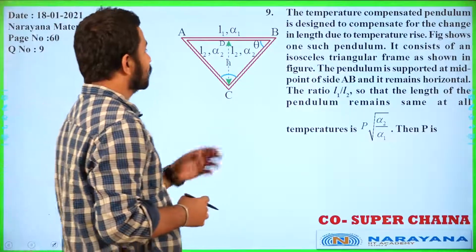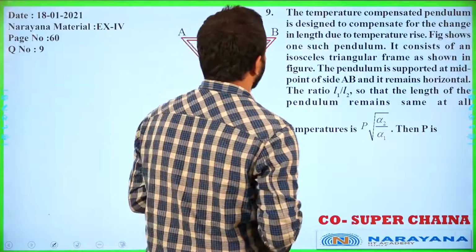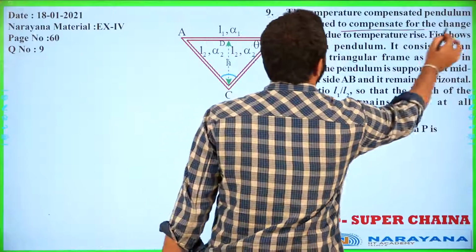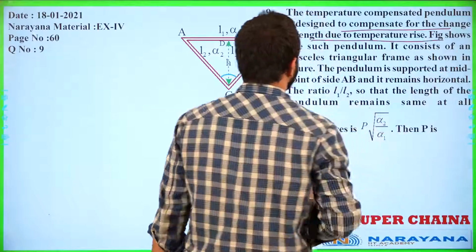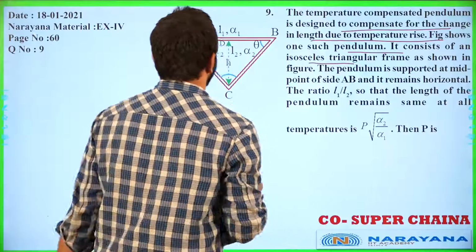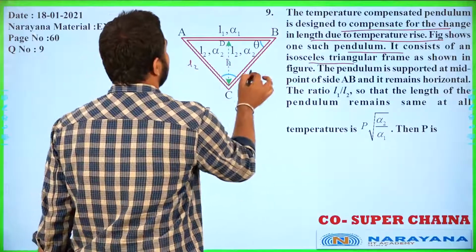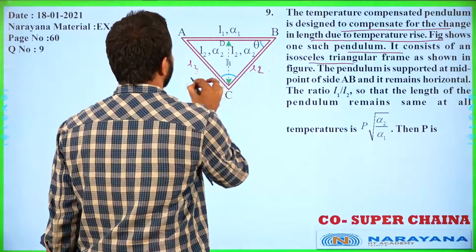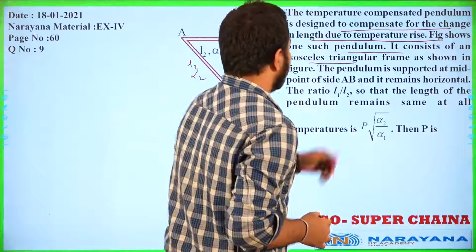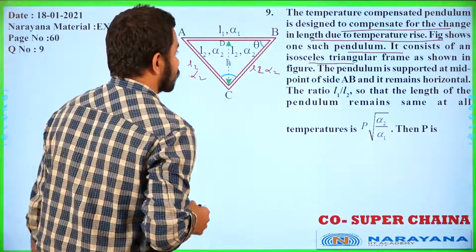The next question, if you see, the temperature of a compensated pendulum is designed for the change in length. One such pendulum consists of an isosceles triangle. So, whatever will be the length L2, this will also be L2. So, this will be alpha 2, this will also be alpha 2. The ratio of L1 by L2 you have to calculate here, student.